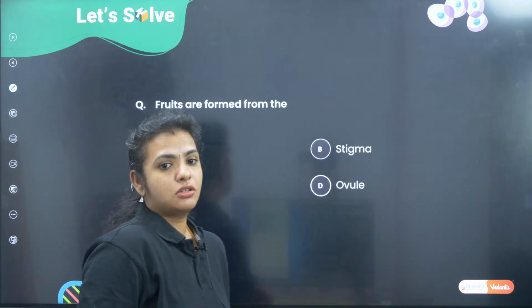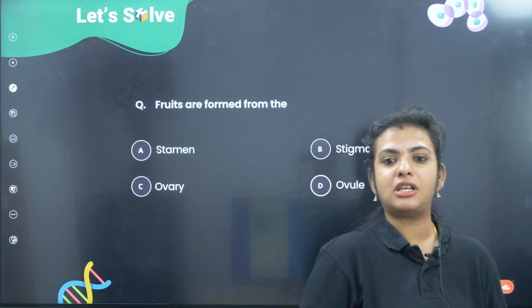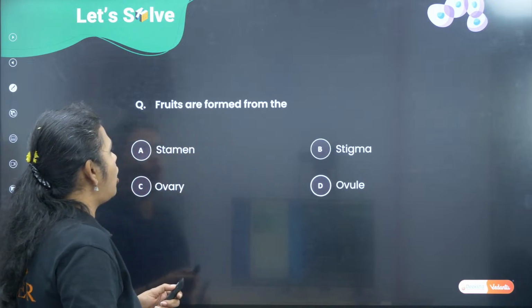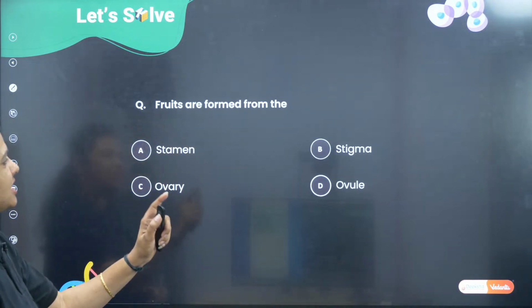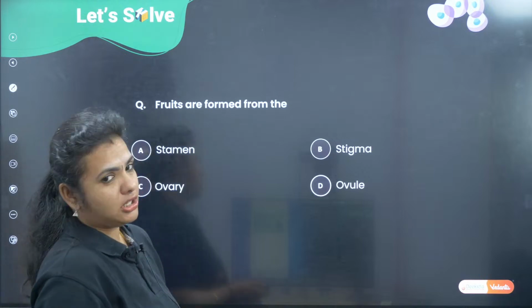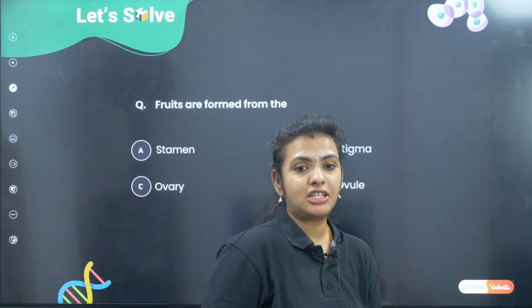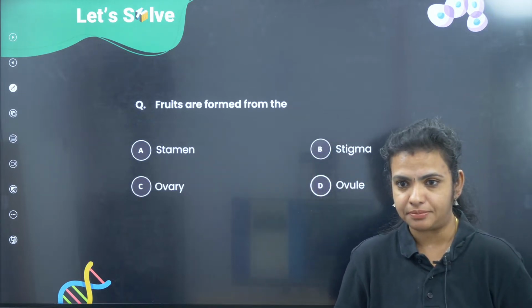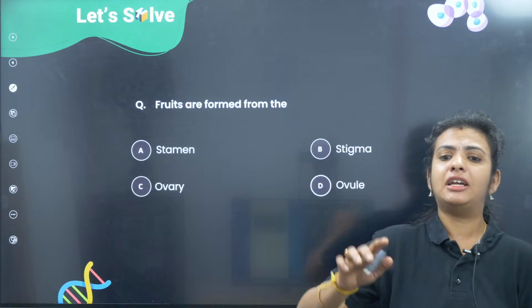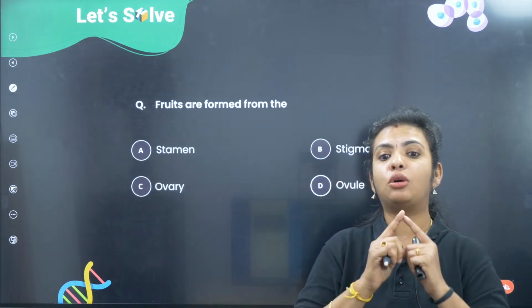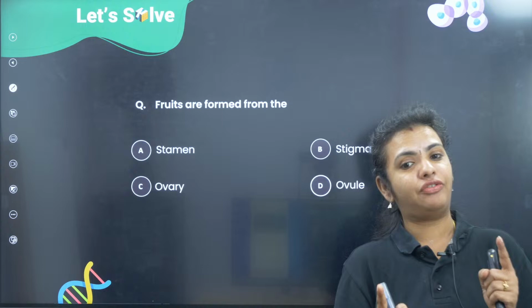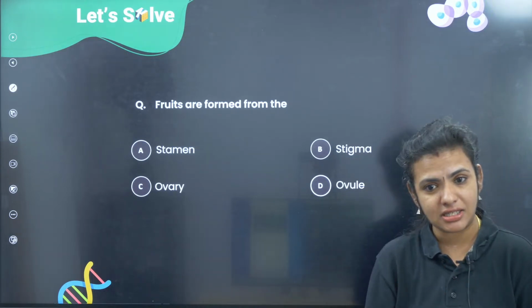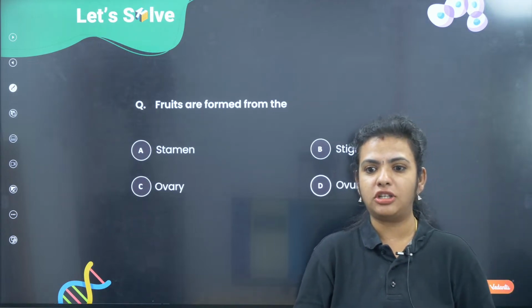The first question says fruits are formed from the stamen, stigma, ovary or the ovule. Very simple. Which part of the plant develops into the fruit? Again, I have told you that the answer is the same. The question is being asked in different manners. Last class also we had taken up something like this and we gave the answer. So, I am sure you know the answer for this particular question.